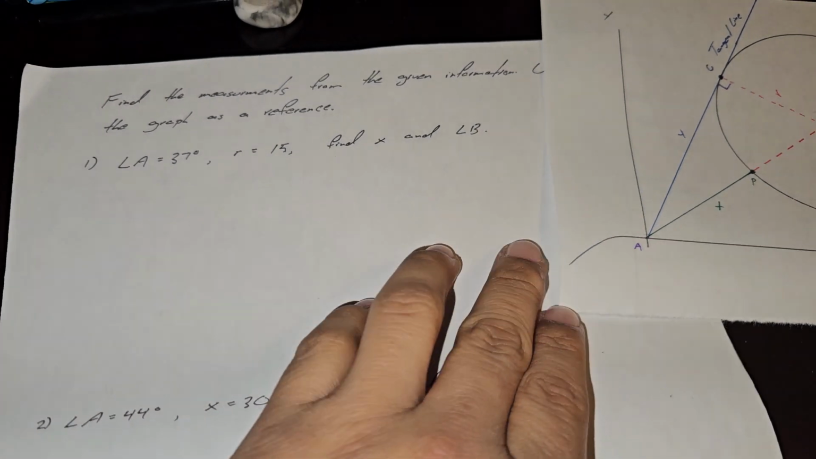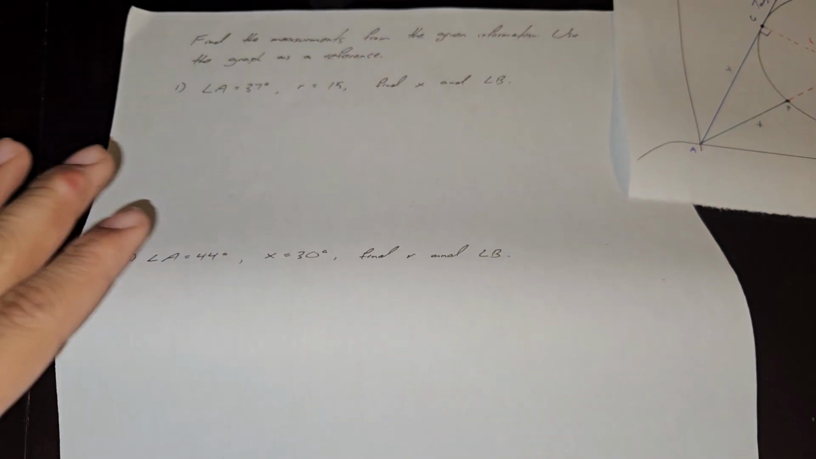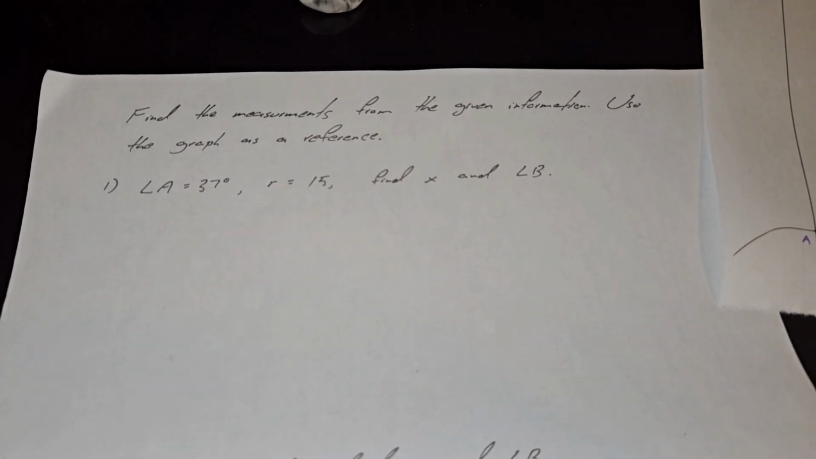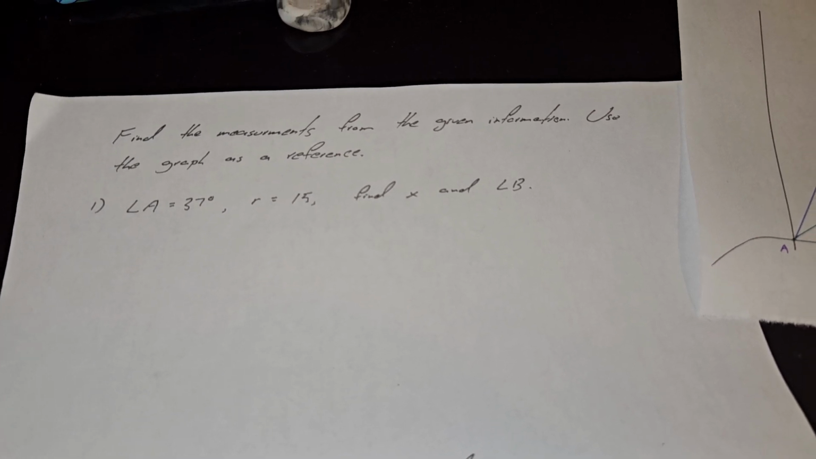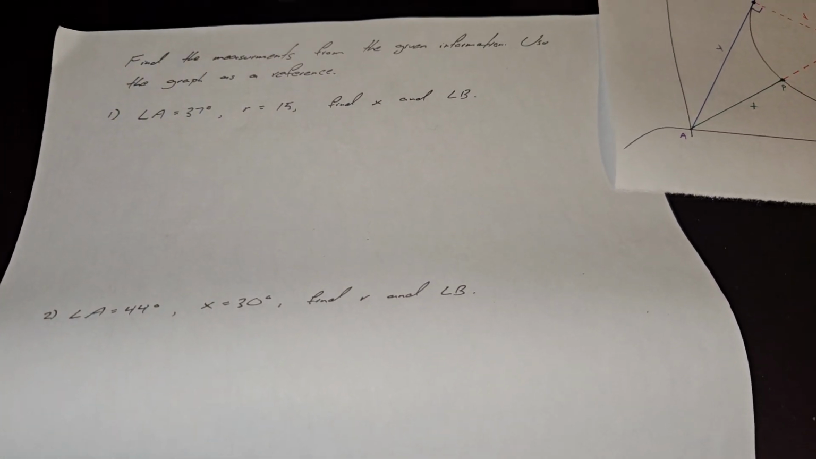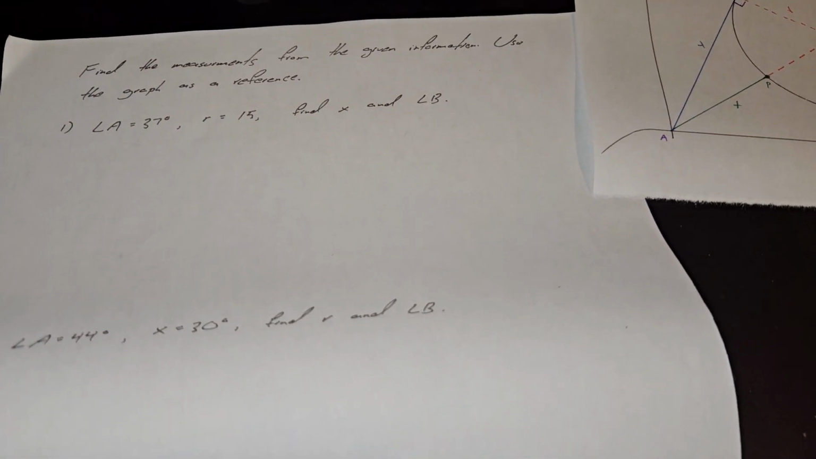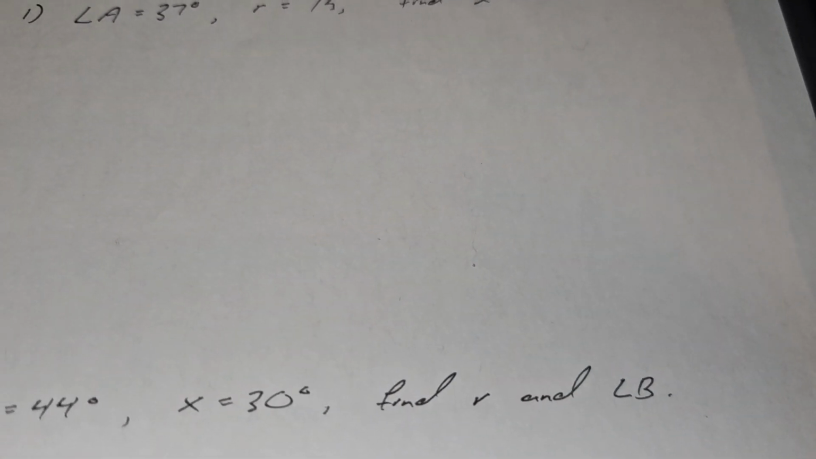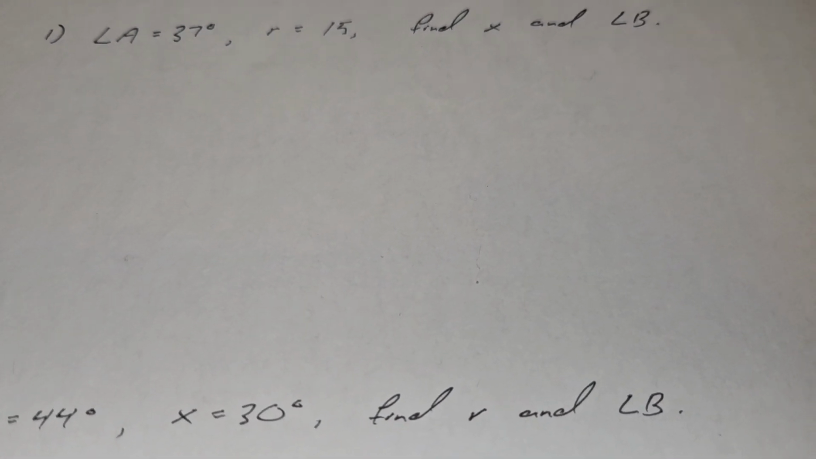All right, so we're going to use that as a reference image to find some measurements for all of the information that we have here. It says find the measurements from the given information. Use the graph as a reference. We're going to use some trigonometry to find the measurements. So make sure you have your calculator. Make sure it's in degree mode, and let's go ahead and get started.